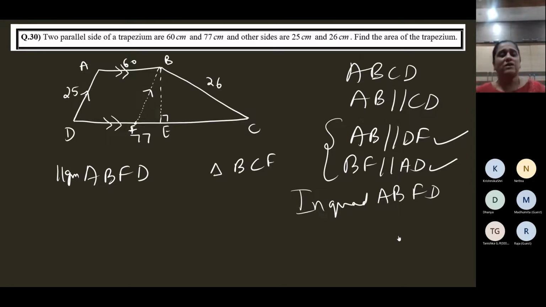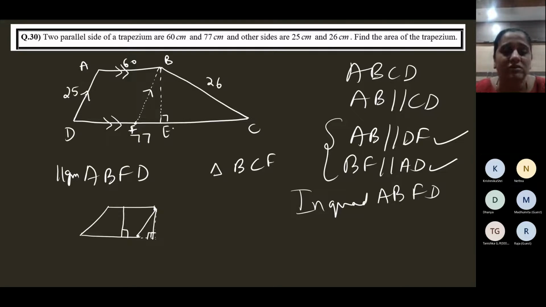BE is the height of the parallelogram. It lies outside the parallelogram. Height is the distance between the parallel sides. So see, from here to here, the perpendicular height, it lies outside the figure, that's all.